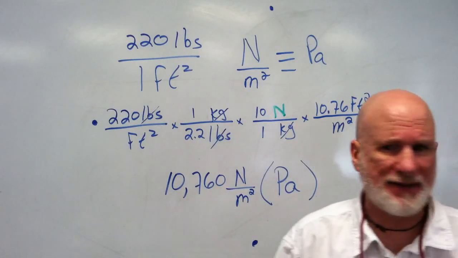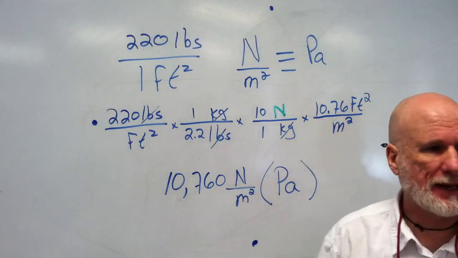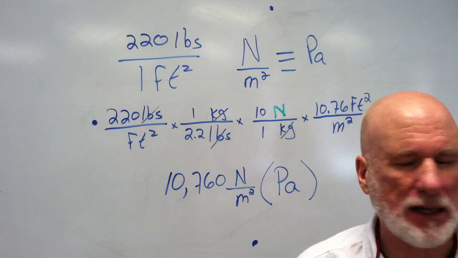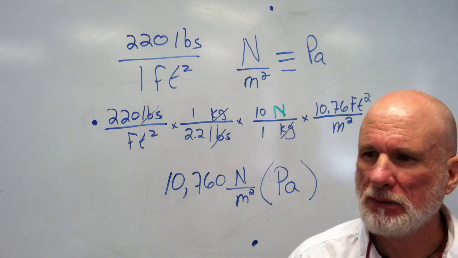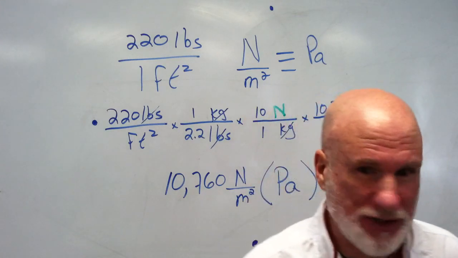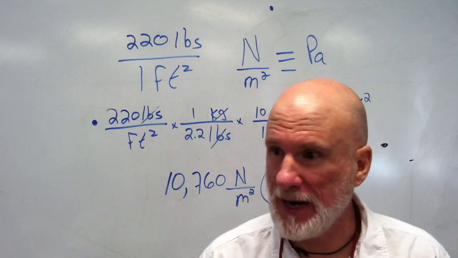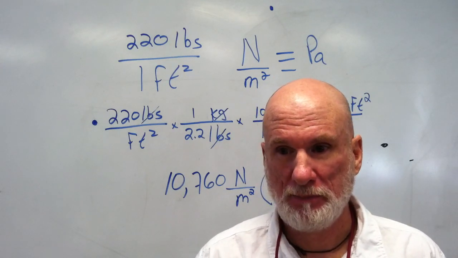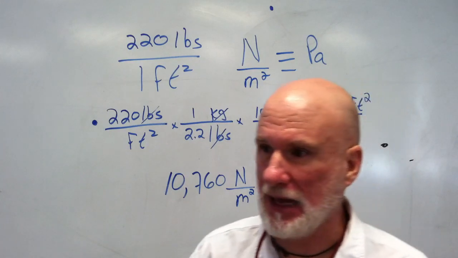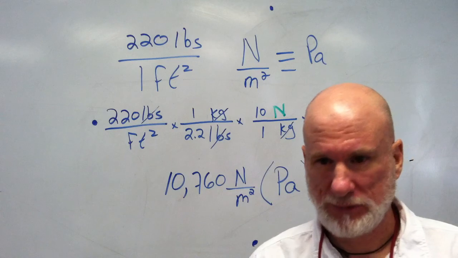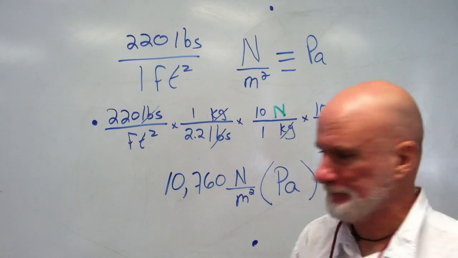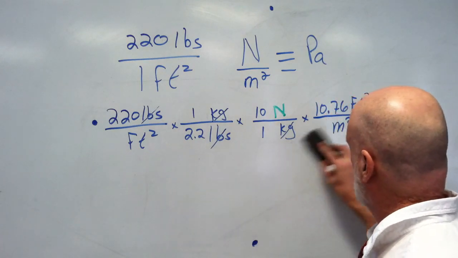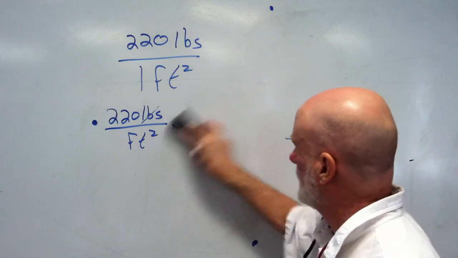Now, I multiply this out. I get 10,760 newtons per square meter, otherwise known as pascals. Pascals. What is that named after? It's named after Mr. Pascal. Of course. What was Mr. Pascal's first name? Anybody? You'll never get this unless you know it. Blaise. Blaise Pascal. Okay? P.A. Pascal. Okay, now, I'm going to erase some of this, okay? I'm going to erase this. I'm going to erase this. I'm going to erase this.